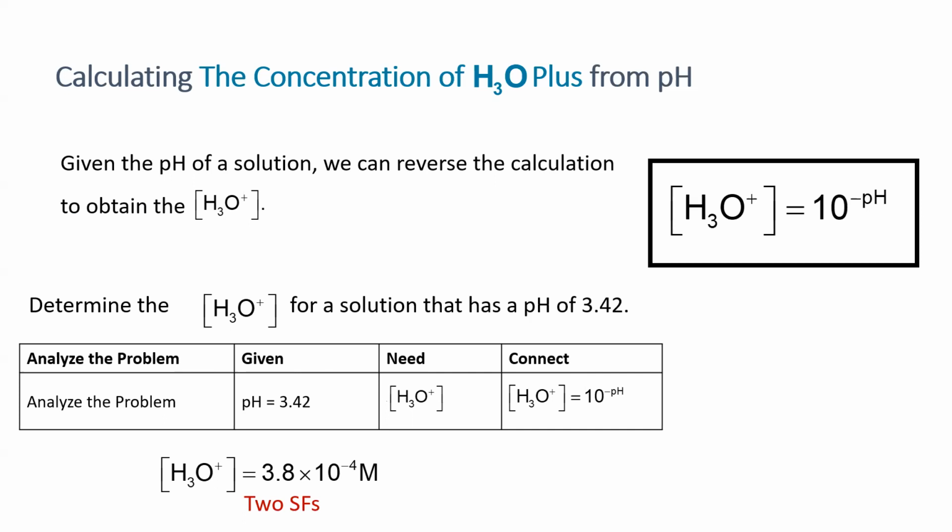concentration of hydronium ion. I would recommend that you take your calculator, pause the video, make sure that you can input 10 to the negative 3.42 and that you are getting this concentration of hydronium ion equals 3.8 times 10 to the negative 4 in your calculator. Notice that there are 2 places after the decimal in the pH value that's given. We were given 3.42. So because of the 0.42, that's 2 places after the decimal, our concentration of hydronium ion will only have 2 significant figures. So we'll report it as 3.8 times 10 to the negative 4.